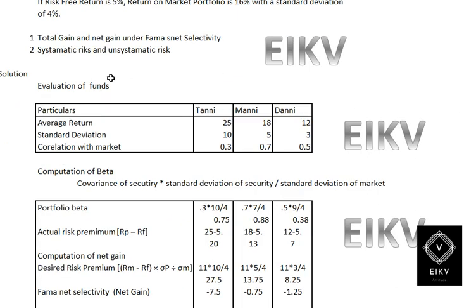So going ahead with the solution, evaluation of funds, we have average return of Tani 25, Mani 18 and Dani 12. Standard deviation 10, 5 and 3. Correlation with the market 0.3, 0.7 and 0.5. So computation of beta would be correlation with the market into standard deviation of security divided by standard deviation of market.